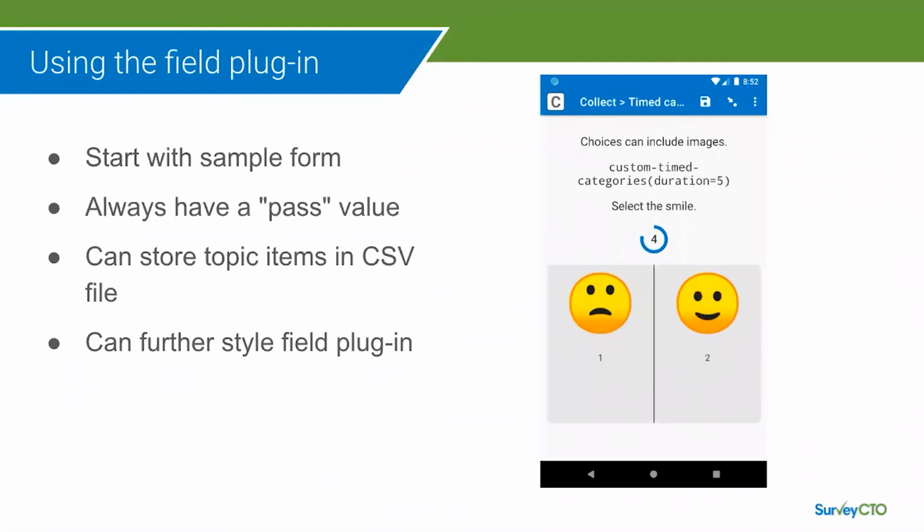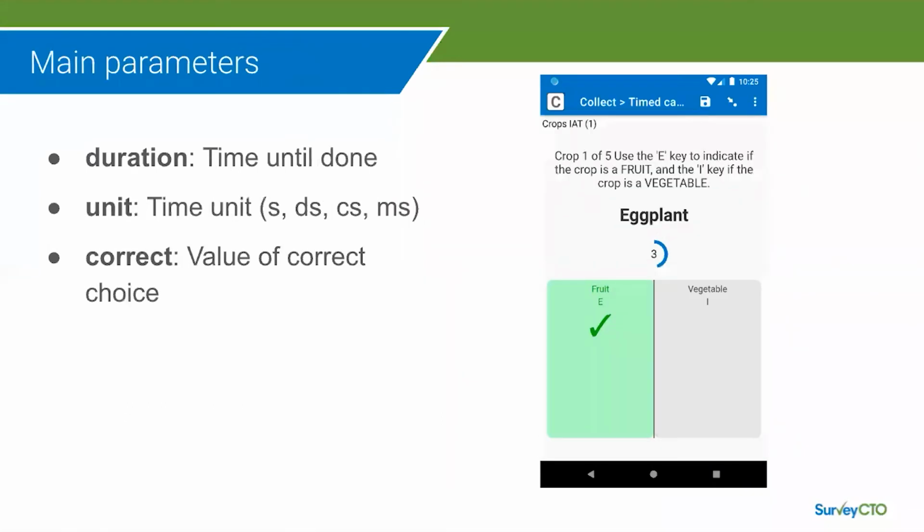For a more comprehensive version, check out the field plugin documentation where you can find a sample form that repeats the IAT field multiple times, retrieves different crop names from a preloaded set of data, randomizes the order of the crops, and so much more. This field plugin has several parameters, but 3 of them are by far the most common. The duration parameter, which we demonstrated on the last slide, defines how long in seconds the field should be shown on screen before marking that field as passed and moving on to the next field.